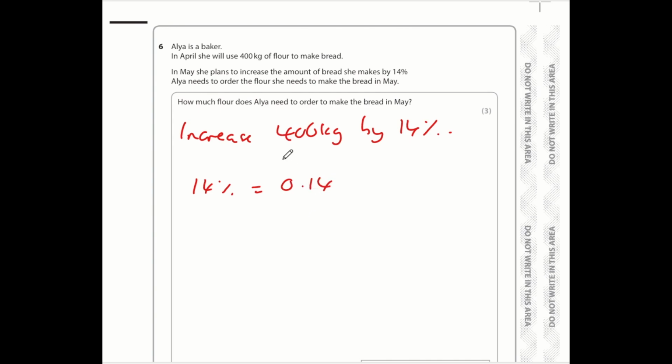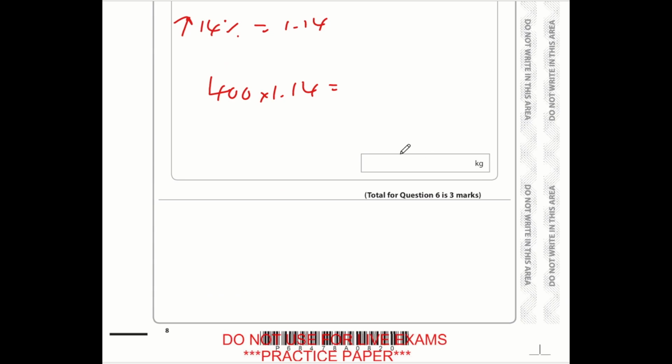So we could do that. We could multiply 400 by 0.14. That would tell us what 14% is, and then add that on to 400. Or if we want to increase by 14%, we can do this in one hit. Instead of using 0.14, if we add 1 to this figure, we get 1.14. So multiply 400 by 1.14. That takes us directly to the answer, and that is 456 kilos.